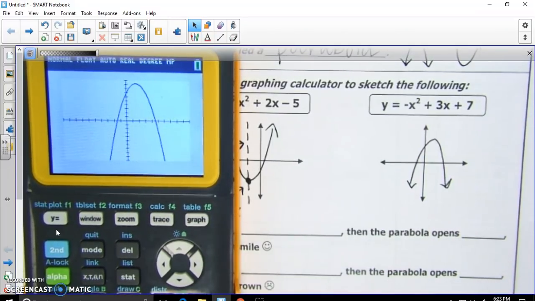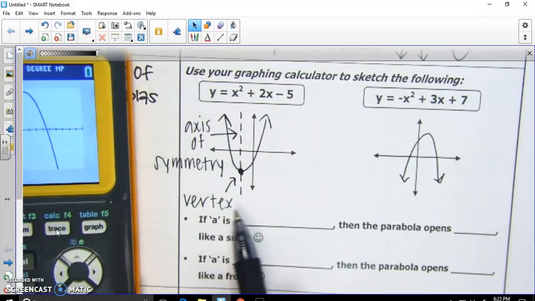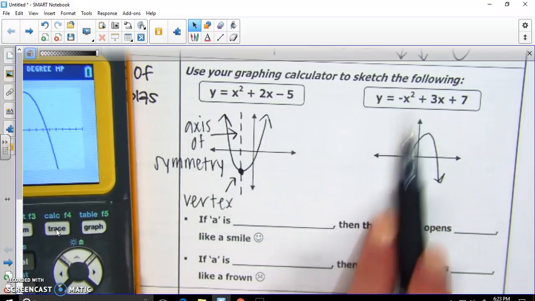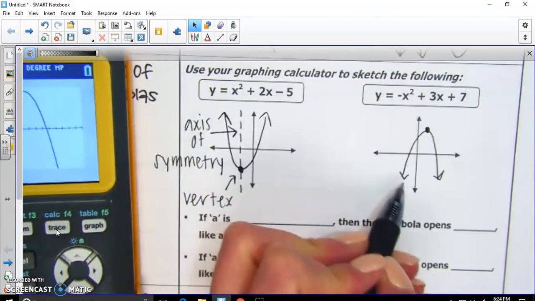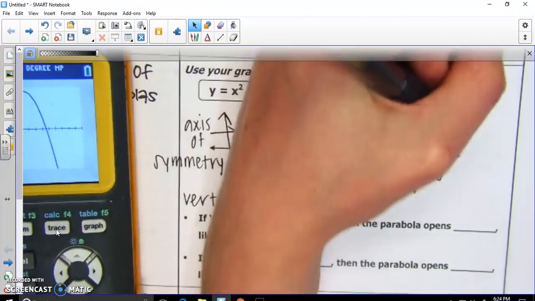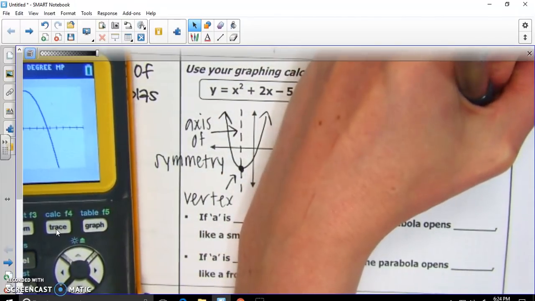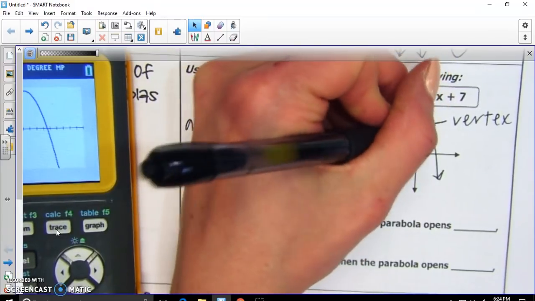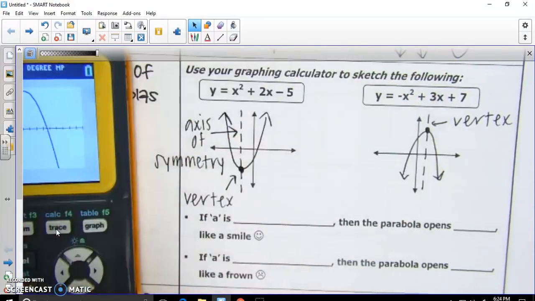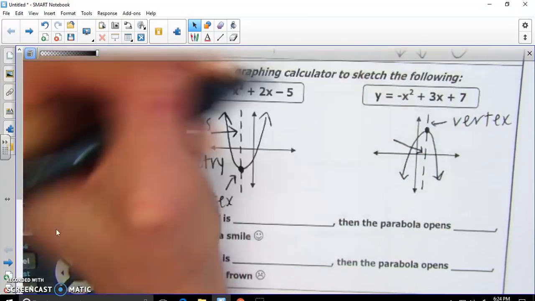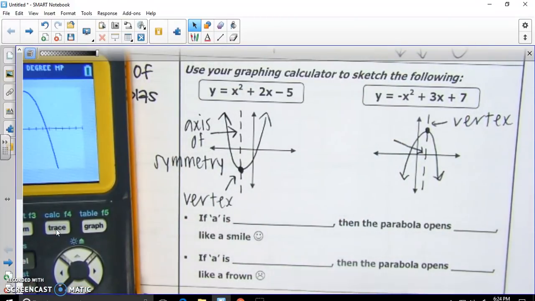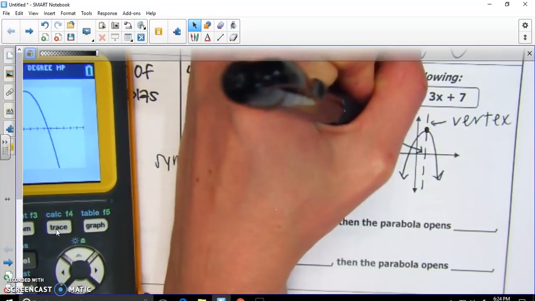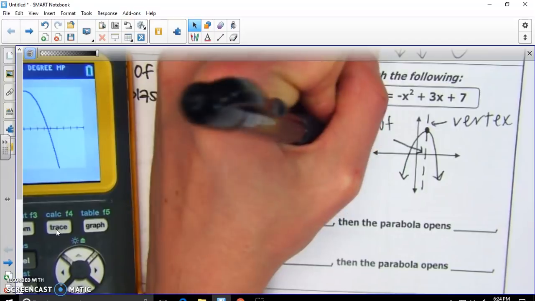on the graph. So remember how the vertex was the lowest point of the graph on the left? The vertex here is going to be the highest point. So it's wherever the graph starts to change direction. So this is our vertex. Also through this, we have an axis of symmetry. Okay, so it's an invisible line that divides the graph into two equal parts. So axis of symmetry.